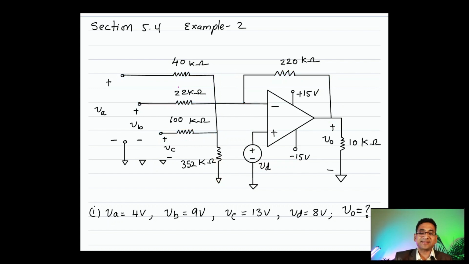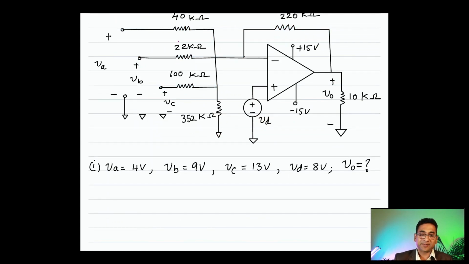The idea is, if you think about it, VA is given. VB is given. So VA is given, VB is given, VC is given. You're simply asked to calculate V0. In addition, of course, VD is given.